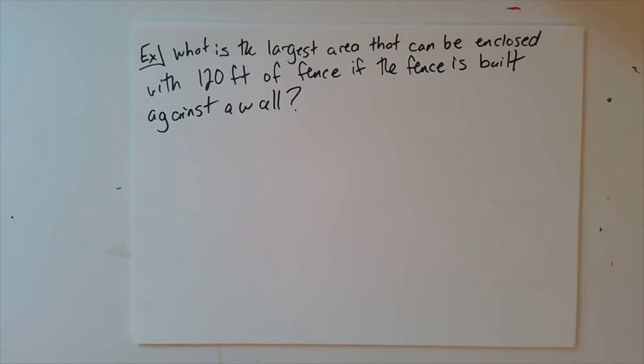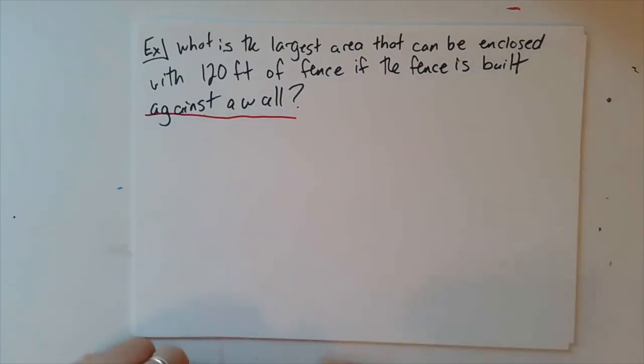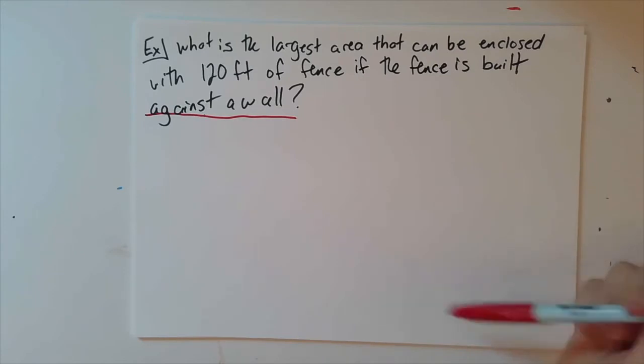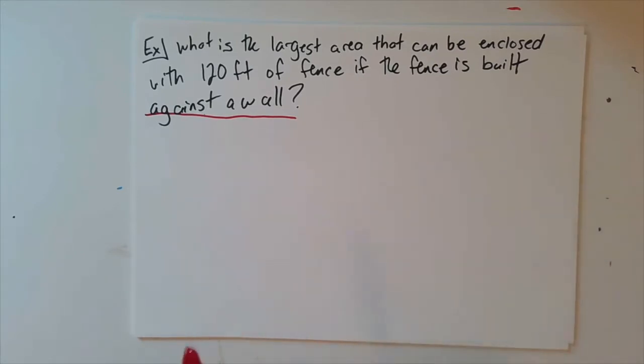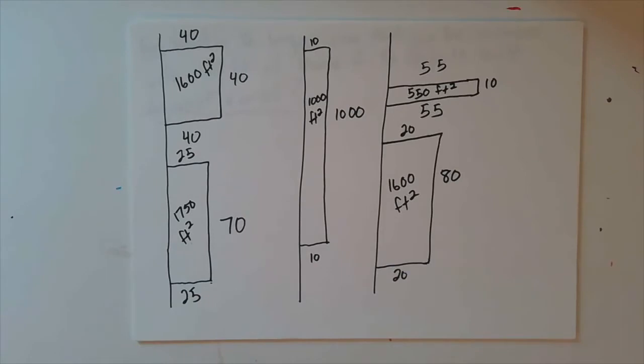The only thing we've changed here is that we're now building the fence against a wall, which has the effect that instead of having to pay to fence in 4 sides, I now only have to pay to fence in 3 sides, because I don't need to fence in the side that has the wall. So like before, I've drawn you a bunch of sample fences that use 120 feet of fencing against a wall.